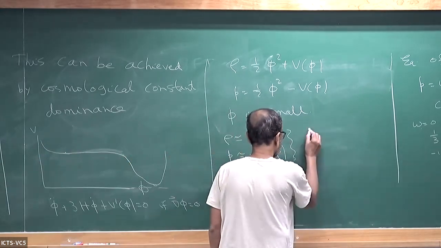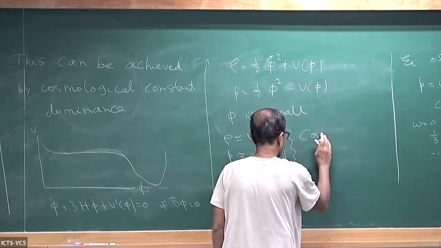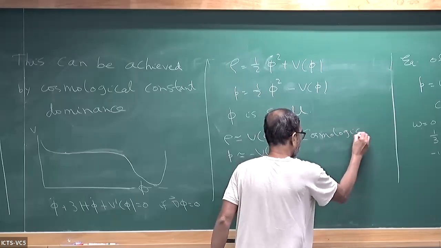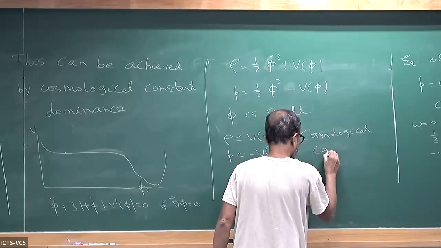You are suggesting some new species. Yes, some new scalar field. So this is what is called the inflaton.